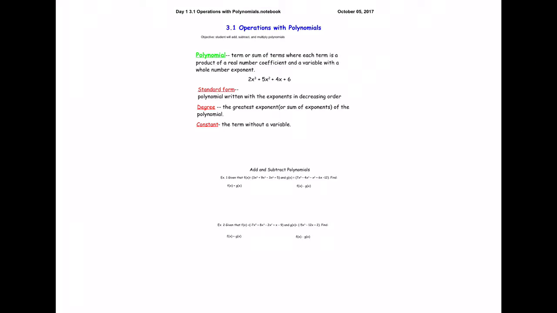Given that f of x is equal to 3x to the fourth power plus 9x cubed minus 3x squared plus 5, and g of x is 7x to the fourth minus 4x cubed minus x squared plus 6x minus 12. They want us to find f of x plus g of x. So we can simply add these two polynomials together with an addition sign. We then need to combine our like terms.